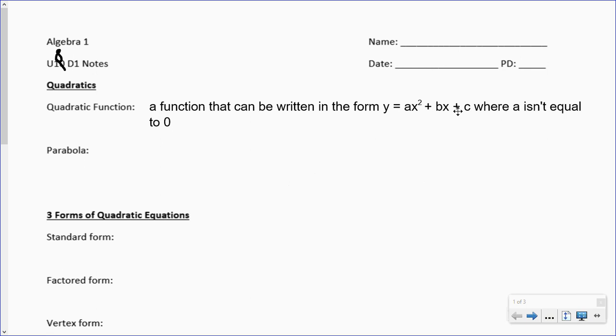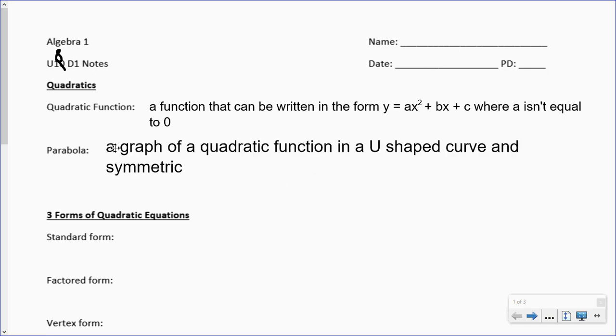See, this looks like your polynomials. We're going to be using polynomials in here, where a, the first term, isn't equal to 0. Okay? That's what the function looks like. And it's a function because we have a y, we have x's, it's quadratic because it has a degree of 2, all that fun stuff.